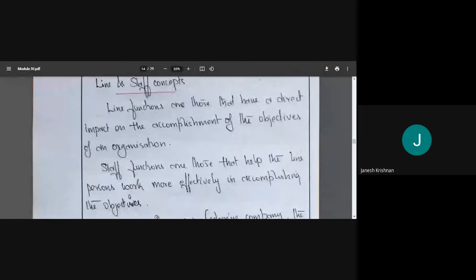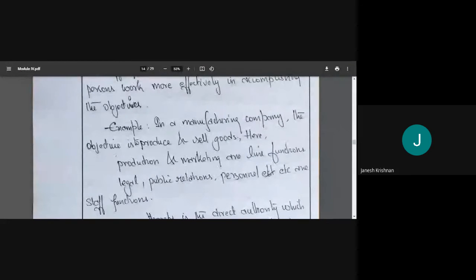As an example, take a manufacturing company. The objective is to make a profit. We need to produce more and sell more, then only our profit will increase. So in that manufacturing company, production and marketing are line functions because they are directly involved. Production produces more goods. Marketing sells more goods. Then the legal department, the advocates, the PR department, the HR, all of them help the production and marketing people. They are staff functions.